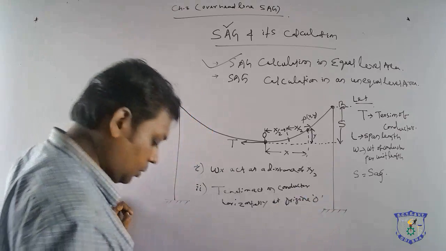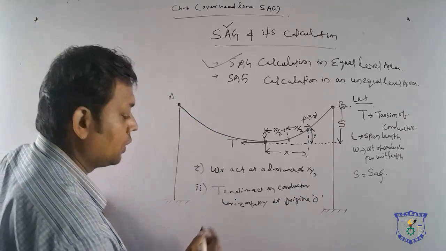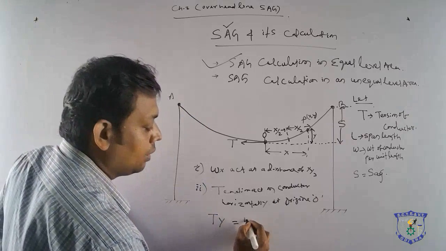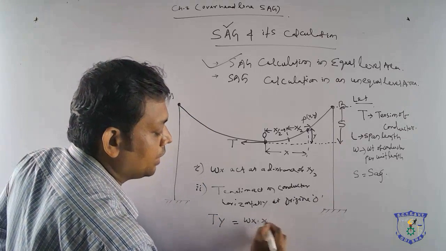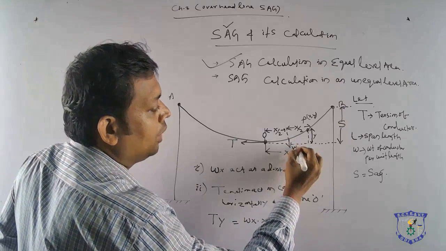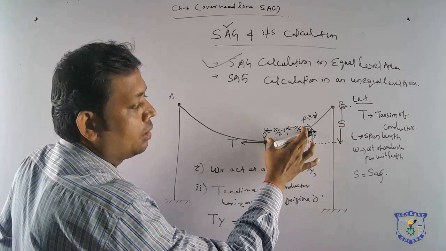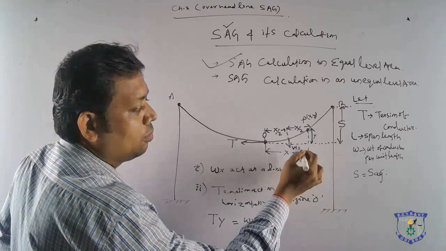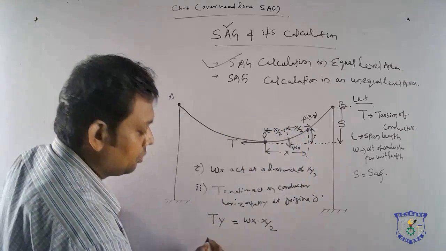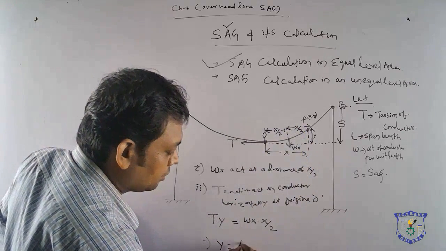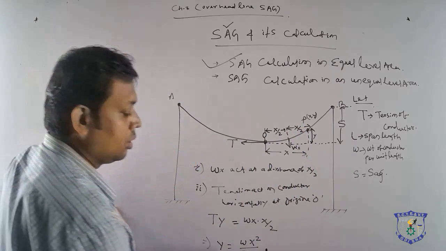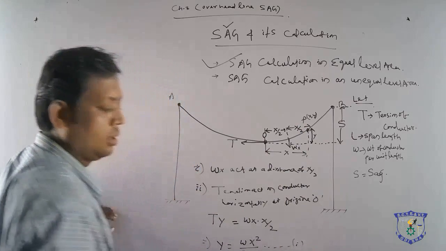Okay. So now, if we take the moment of both forces, then we get tension T·y equals Wx into x by 2, because the weight of the conductor acts here. The total weight in between OP is nothing but Wx. So what is the value of y? y is Wx square by 2T. Getting my point? So let it be equation number 1.